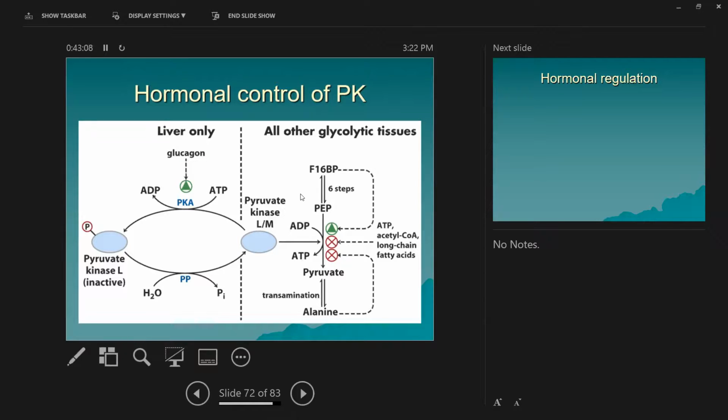So the liver enzyme is subject to phosphorylation by protein kinase A. Protein kinase A is activated by cyclic AMP. Cyclic AMP is produced through G proteins. Glucagon is a G protein coupled receptor. So you get high cyclic AMP in the liver cell when glucagon binds. That will cause phosphorylation of the L-type enzyme that inactivates it. So when glucagon levels are high, pyruvate kinase is inactive.